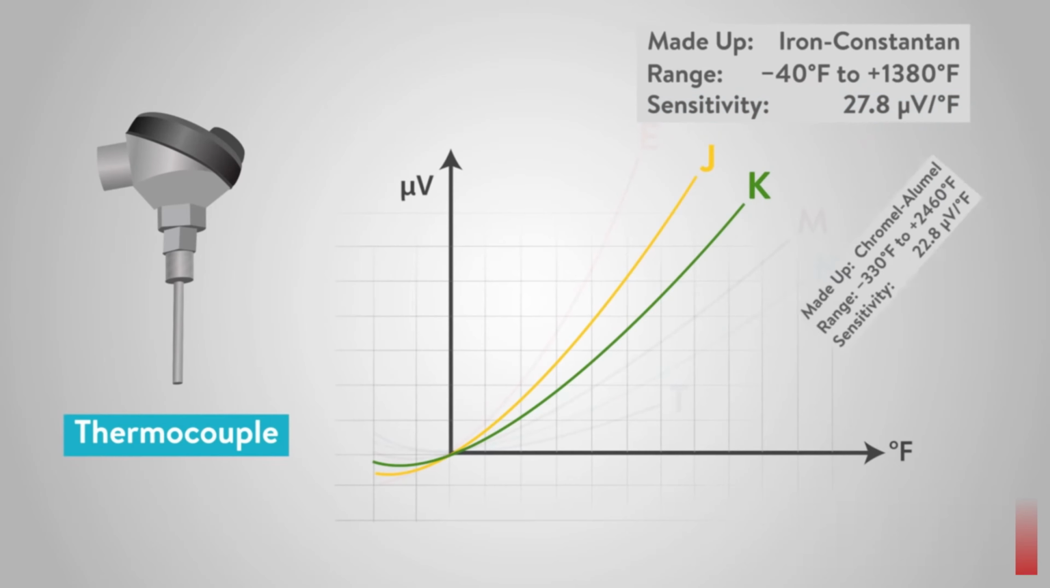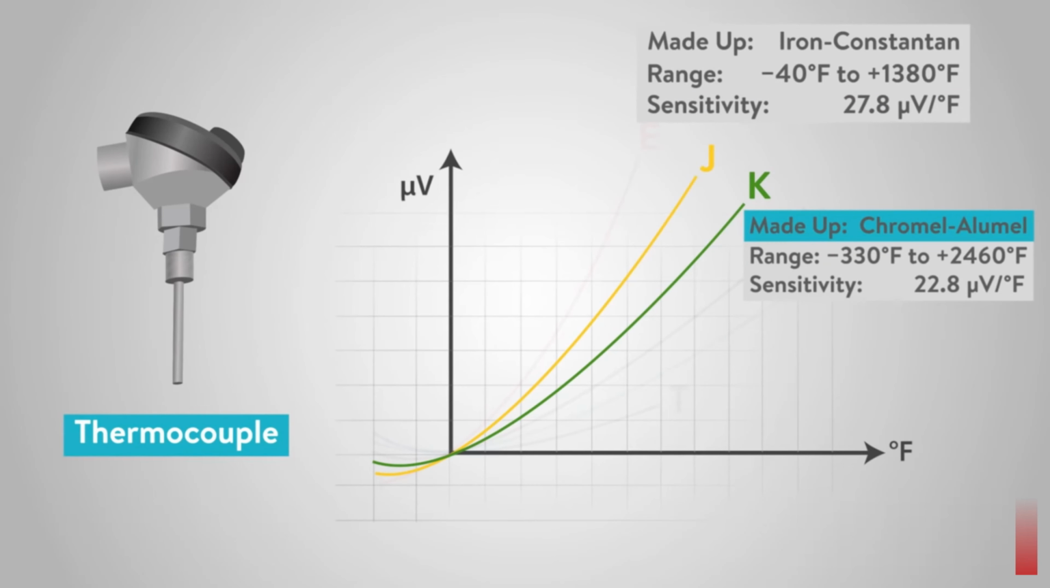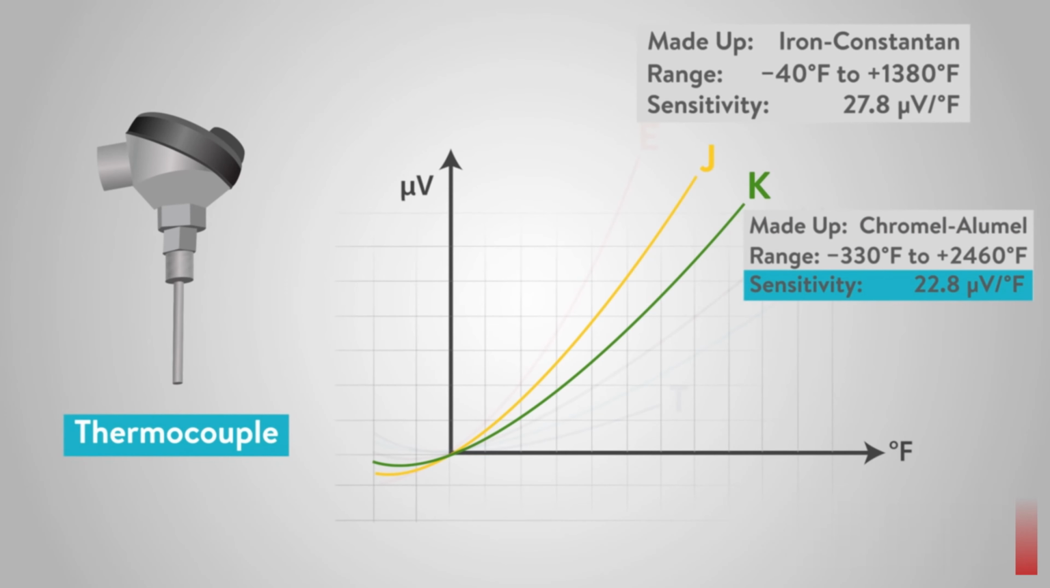While Type K, chromel alumel, is one of the most common general-purpose thermocouples with a sensitivity of approximately 22.8 microvolts per degree Fahrenheit. Type K is inexpensive, and a wide variety of probes are available in its -330 degree Fahrenheit to positive 2,460 degree Fahrenheit operating range.